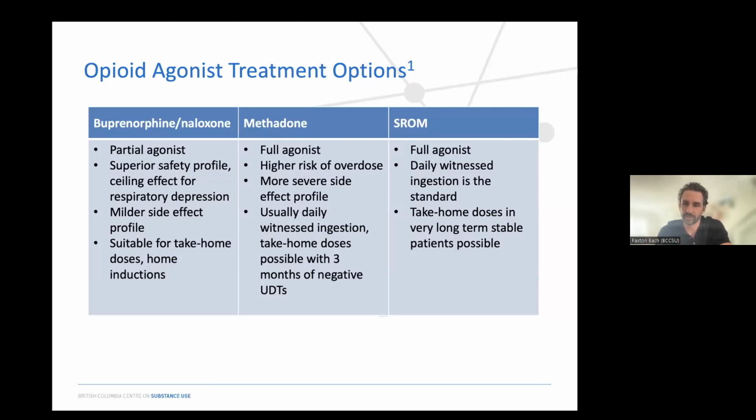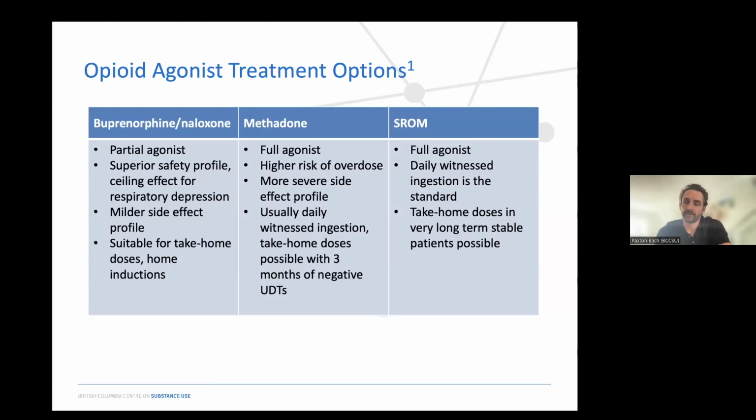Contrast that with methadone, which is our most long-standing form of OAT, a full mu-opioid receptor agonist, and a very effective form of OAT, but one that does come with a high risk of overdose, a more significant side effect profile, and that certainly is more controlled in the way that we administer it in the province.